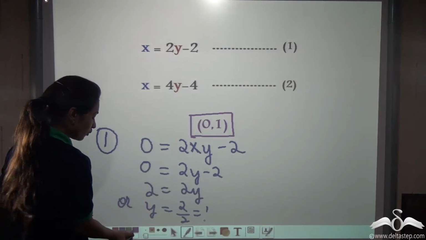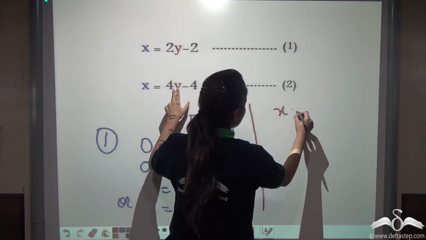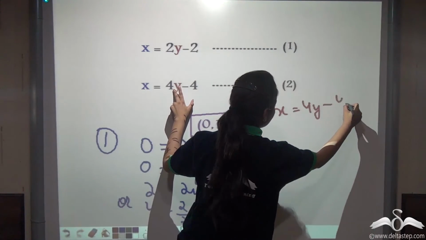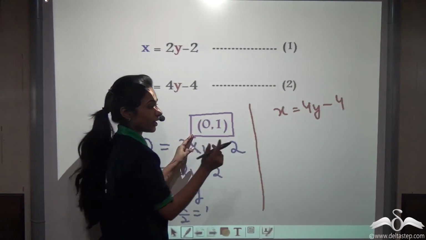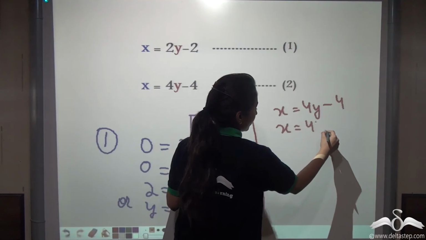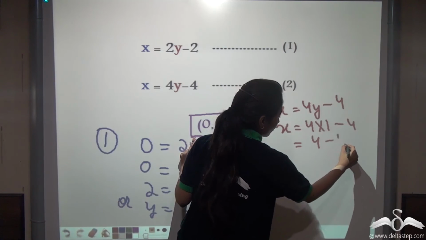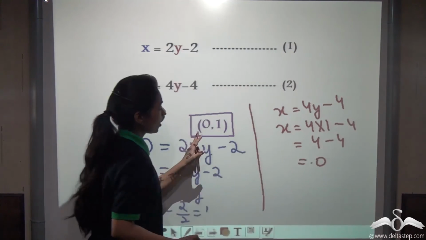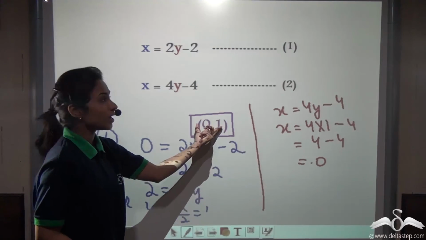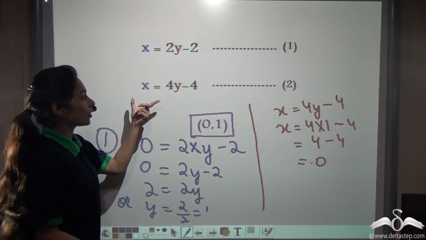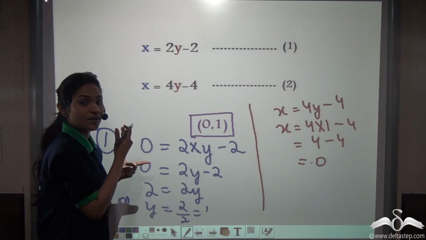Now let's see whether it is fulfilling the second equation or not. Now x is 4y minus 4 in the second equation. Let us substitute, say, y and see what we get as the value for x. So x is 4 into 1 minus 4. That is 4 into 1 is 4 minus 4, which gives us 0. So again, when y is put as 1, we get x as 0. So you can see that this solution is for both these equations. So you can solve this by elimination, substitution, or by the graphical method which I have shown you just now.